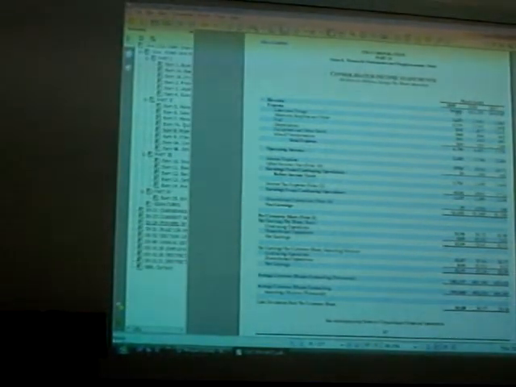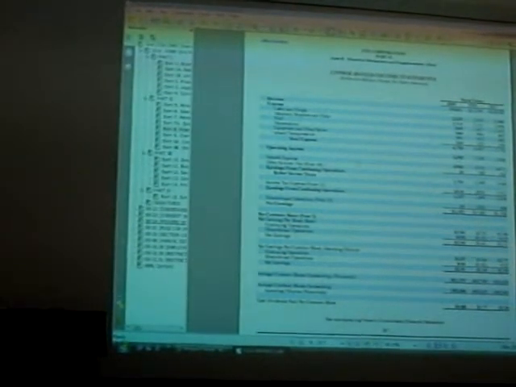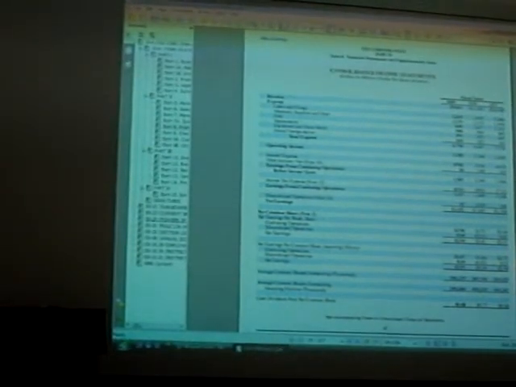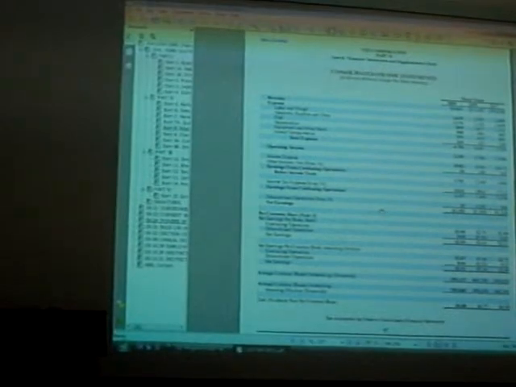Revenue. What is that, $9 billion? Operating income, $2 billion. Income before taxes, before income tax. Earnings from operations before. Well, let's take a look at net earnings, $1 billion.